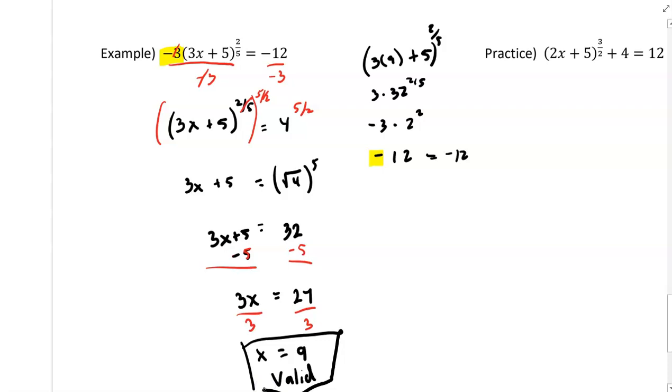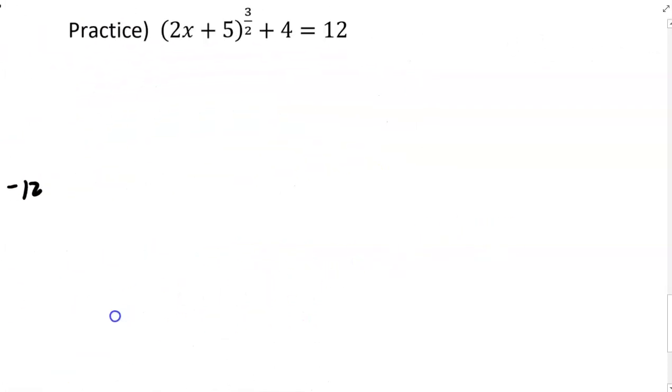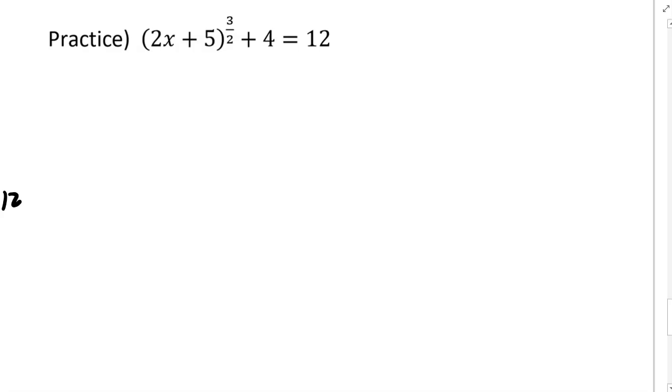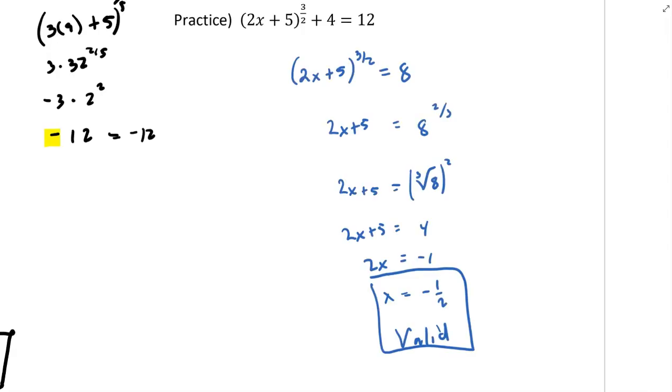All right, last practice problem. Try this one, pause the video, and then I'll show you the solution here in a second. All right, in this example, you go ahead and subtract 4 first, giving you 2x plus 5 to the power of 3/2 equals 8. Then you'll undo that expression by raising both sides to the power of 2/3, canceling that exponent. So you have 2x plus 5 equals 8 to the power of 2/3.